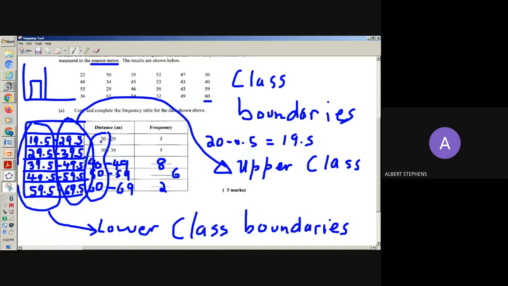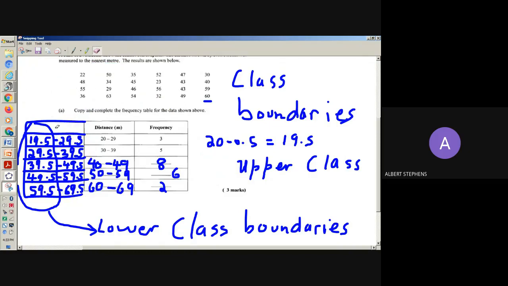So as I was saying, if you were to draw this, do you agree that we're going to have gaps with the columns or the bars? Because look at this. After 29, what do you have? 30, not true? And then after the 39, you're going to have 40. So there's always going to be a gap. Does anybody notice anything peculiar about the class boundaries?